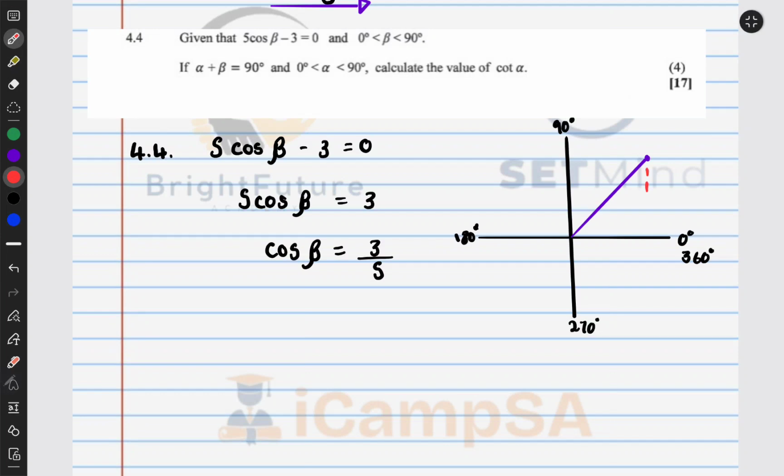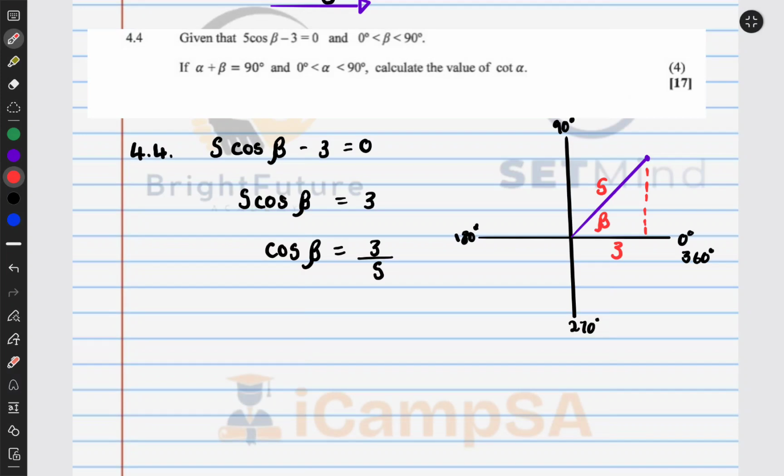Rearranging cos beta into 3 over 5 helped us to see this. Remember that the ratio of cos beta is adjacent over hypotenuse. Here we have our angle beta, and the hypotenuse side is 5. The adjacent side is 3, which is the value of x.